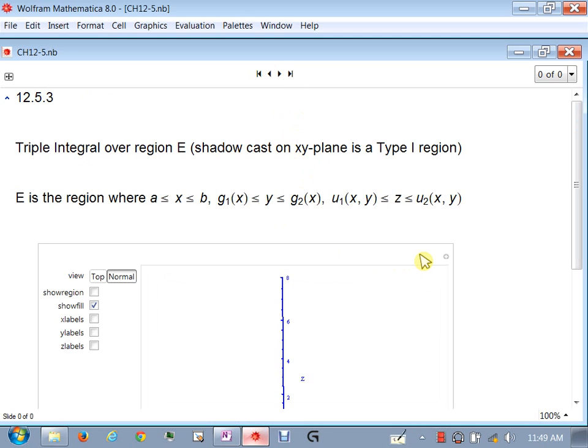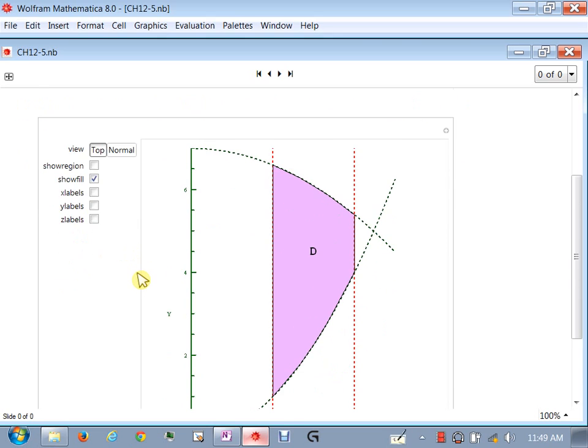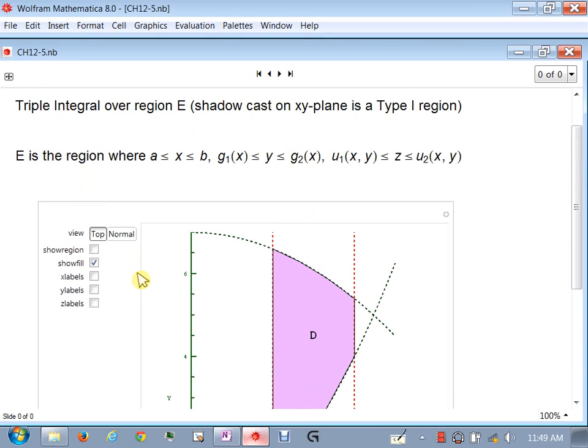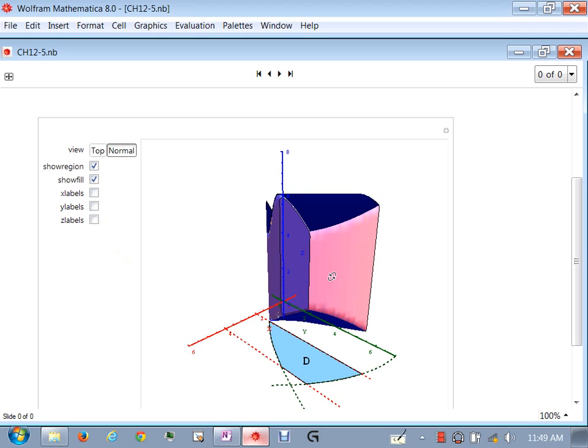Now, those are very boring triple integrals whenever you have constants on all your variables. So instead, let's take a look at a particular solid here. This is a kind of a weird shaped solid.